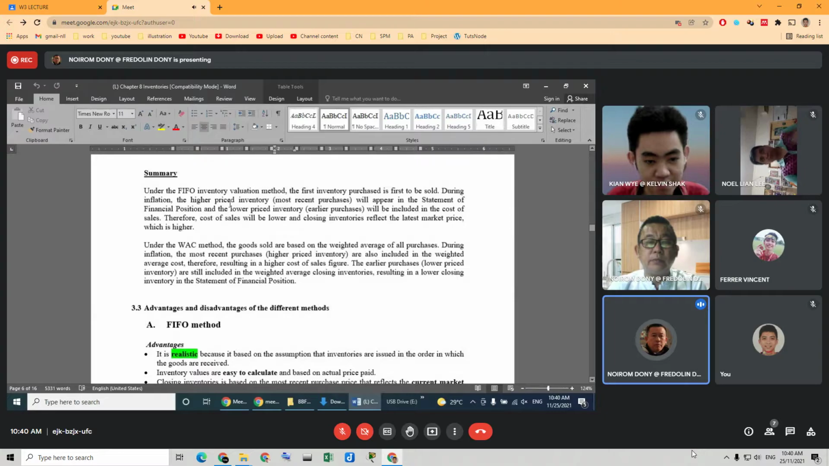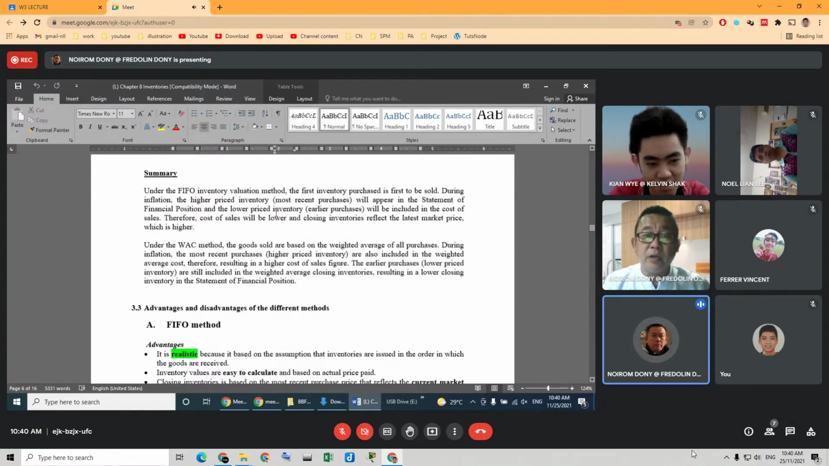So under the first in, first out inventory valuation method, the first inventory purchase is first to be sold. So sometimes you are asked to explain first in, first out. So they have this assumption, the first inventory purchase is the first one to be sold. So during inflation, the higher price inventory will appear in the statement of financial position because we are talking about the closing inventory using the most recent purchases price.